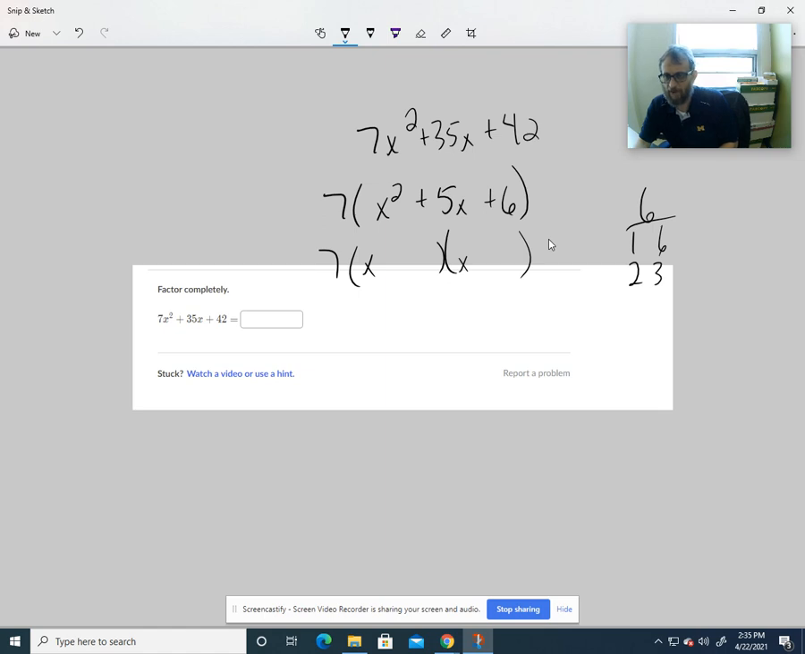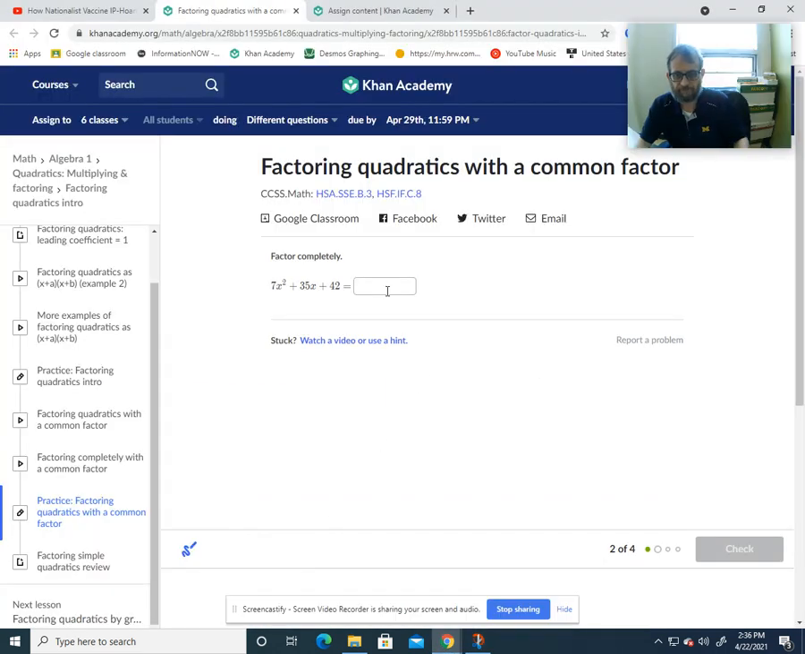Now this one is where the positive and negatives come in, because this is why I was writing out 1 and negative 6 and negative 1 and 6. Since they're positive here, it has to be this one. Even though these will subtract to give you 5, that would only work if it's a negative. So you have to make sure that you're dealing with the sign stuff. So this has to be plus 2, plus 3. And here we go. Back here again: 7 parentheses x plus 2, close parentheses, open parentheses, x plus 3.